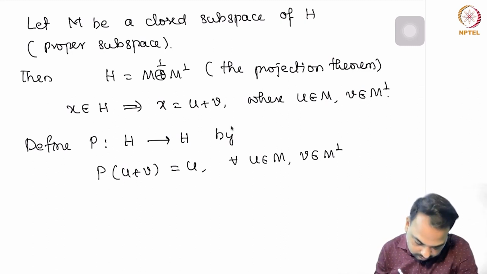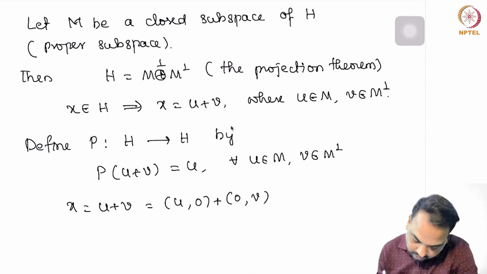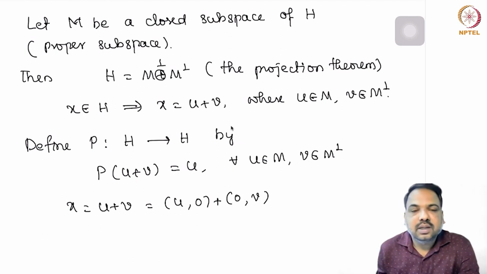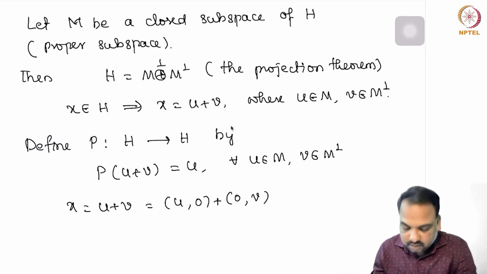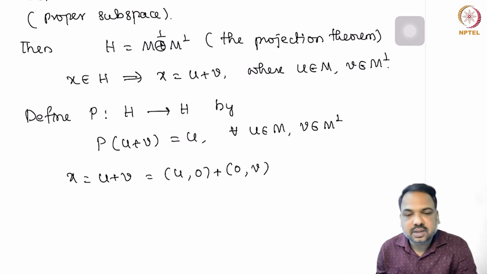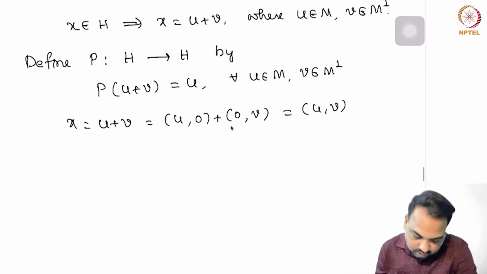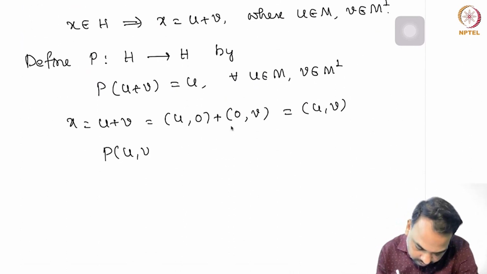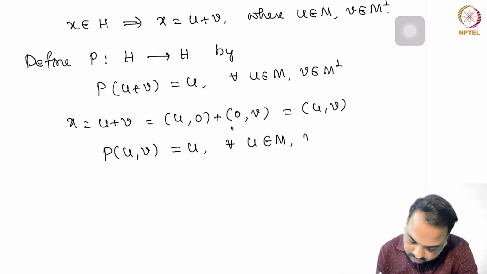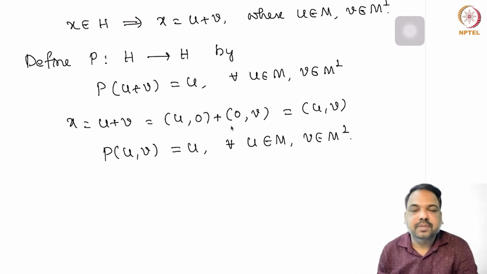In general, x also can be written as (u, 0) plus (0, v), because M can be identified as M direct sum 0 as a subspace of H, and M perp can be identified as 0 direct sum M perp in H. So u plus v we can write as (u, 0) plus (0, v), that is nothing but (u, v). So we have defined P of (u, v) as u for every u in M, v in M perp.